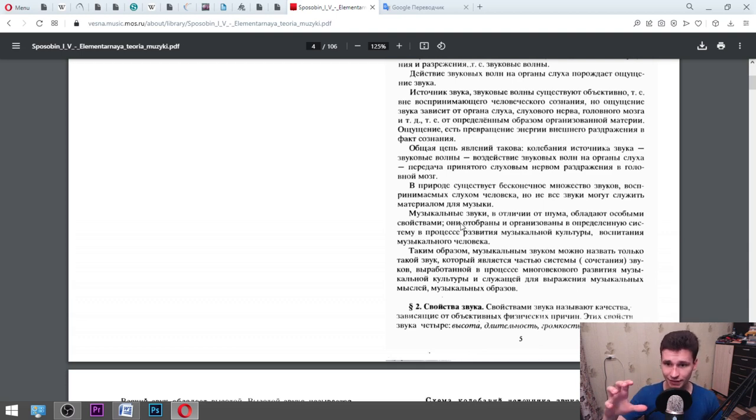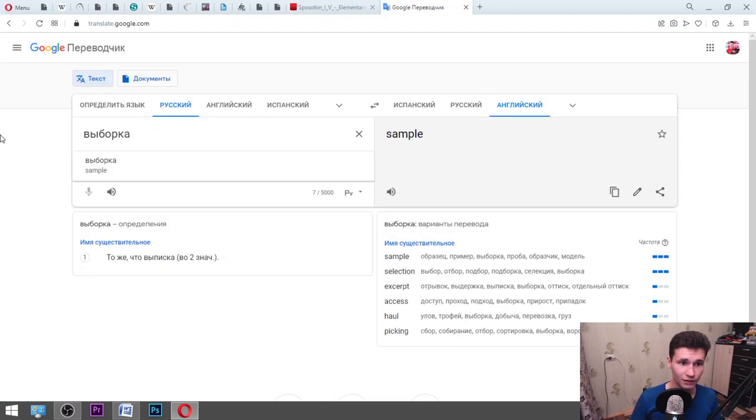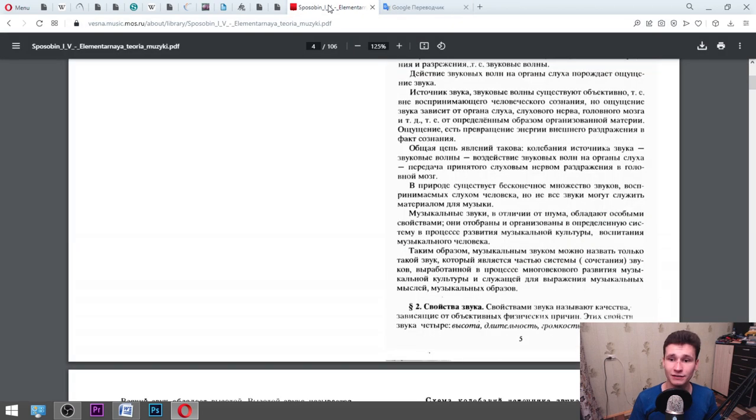They are gathered and organized. Отобраны means that I took it, and also this, and this, and this, and it will be good, it will be nice. Like, gathered with specific selection. Выборка, how to say it? Выборка, let's translate it. Sample, selection. Yes, we are selected. Something we are selected and gathered, okay? Gathered and selected, and organized, collected, in a specific system, classified in a specific system, in a process of развития музыкальной культуры. Развитие means the growing of the musical culture, and also during, в процессе воспитания музыкального человека.